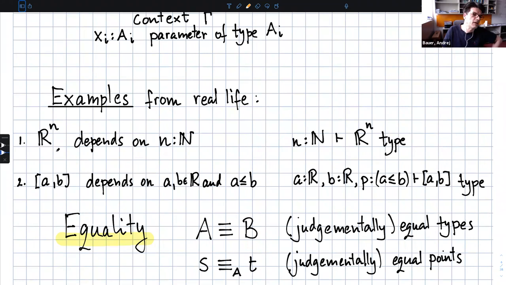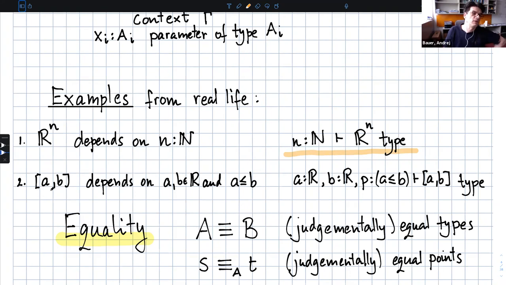So this, however, depends on n, because its dimension is a function of this parameter n. Formally we would write it like this: in the context where n is ℕ, ℝ^n is a type. Another one is a closed interval.